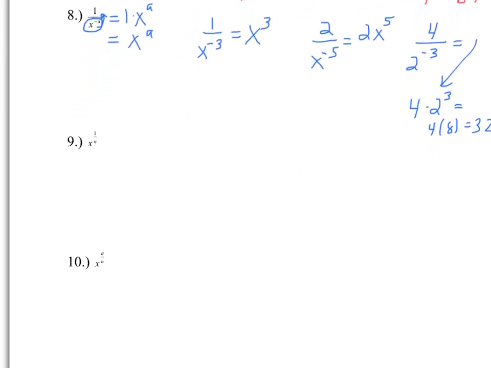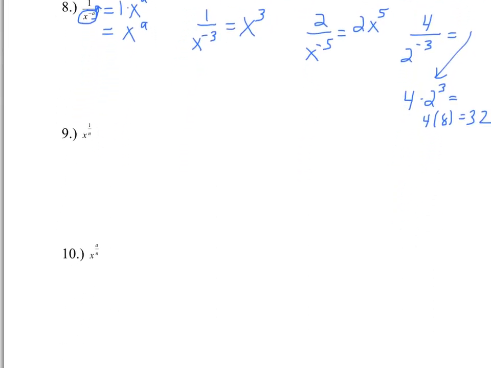Next, we have some fractional powers. 9 and 10 kind of go together here. X to the 1 over n power. Well, this is going to correspond to a radical. The base of x is going to be on the inside. The n, which is the denominator, is going to be the root number. And the numerator of 1 is going to be the power on the inside.